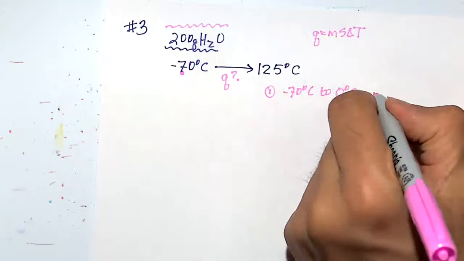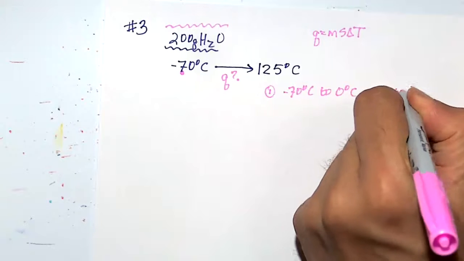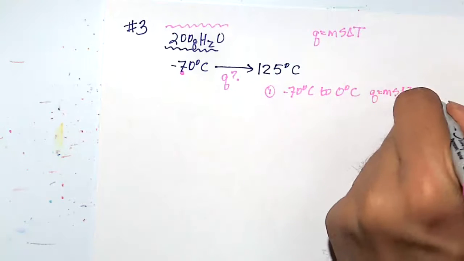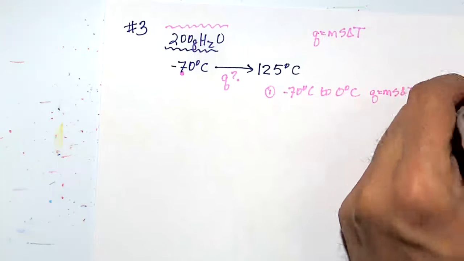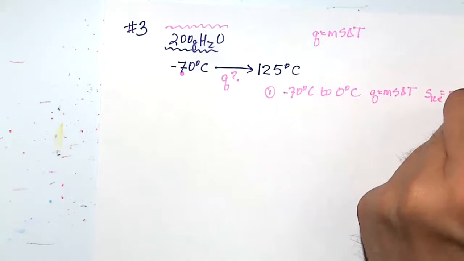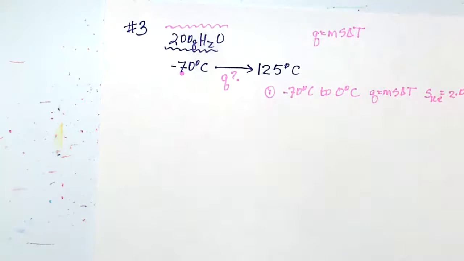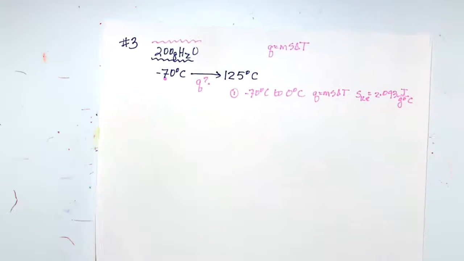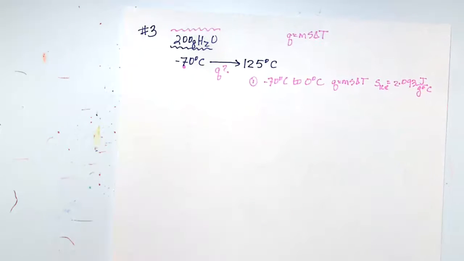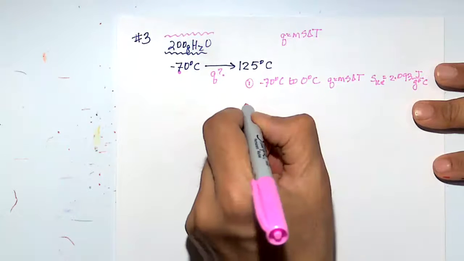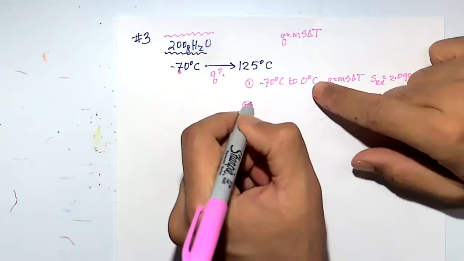And here you will use Q equals m s delta T. Okay, the s here is for ice, and I think I give it to you in the problem. It's about 2.093 joules per gram degrees C. That's for ice. So you're going to get that Q. All right, now we are at 0 degrees in our heating.